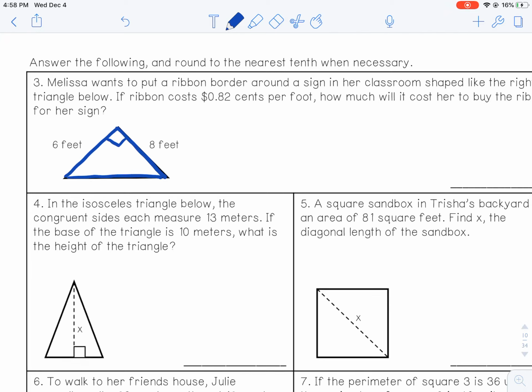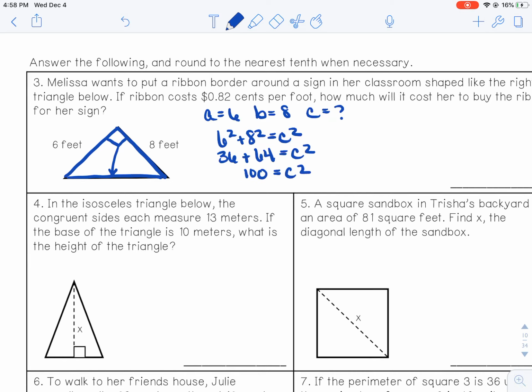Well, again, we have our right angle right here. So what we're trying to find is this side, and that is going to be C. So we know that A is 6 feet, B is 8 feet, and C is our mystery. That's what we're trying to find. All right, so go ahead and apply your Pythagorean Theorem. Okay, and I've got 36 plus 64 is equal to C squared, which gives me 100. And again, we've got to find the square root of it. So C is equal to 10 feet.